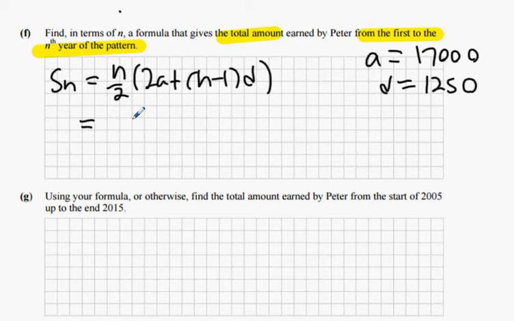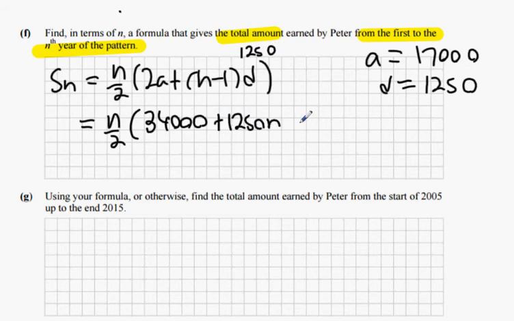1,250. Let's put it in here. We get n over 2 into 2a, which is 34,000. That is 1,250. So it's going to be 1,250n minus 1,250. Do you see I multiplied the 1,250 by the n and the minus 1?